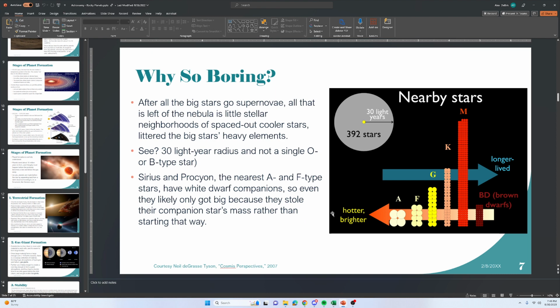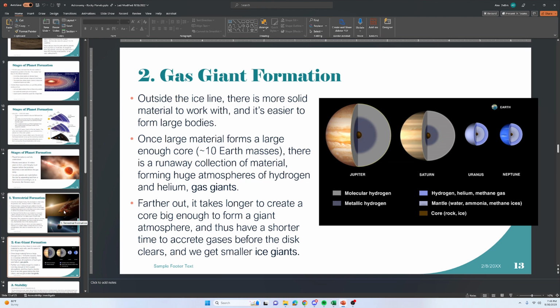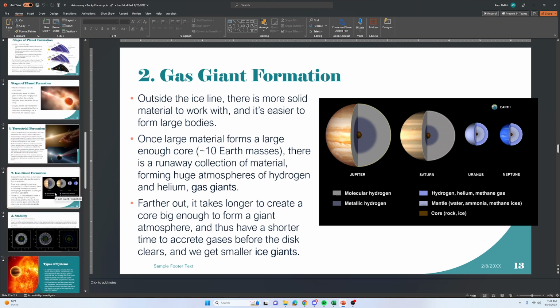Although these big stars do tend to form binary companions. So you can have a lot of binary stars with these upper ones. But you can have binary stars everywhere. Anyway, now planet formation. As far as planets go, should you have a gas giant?